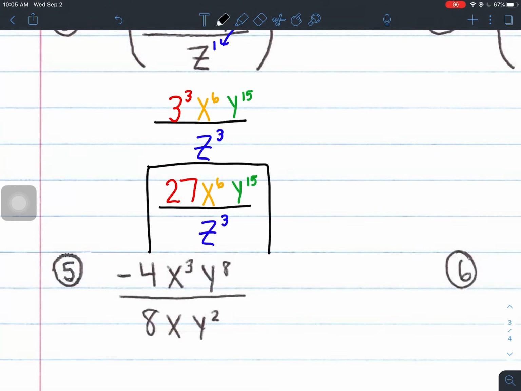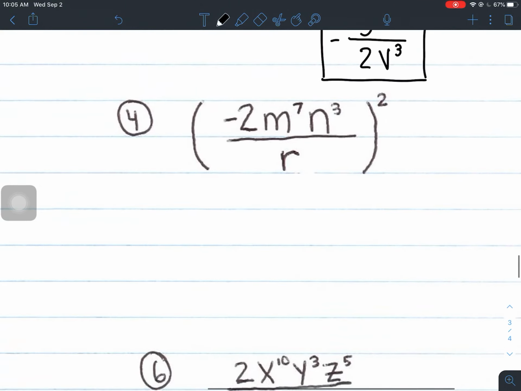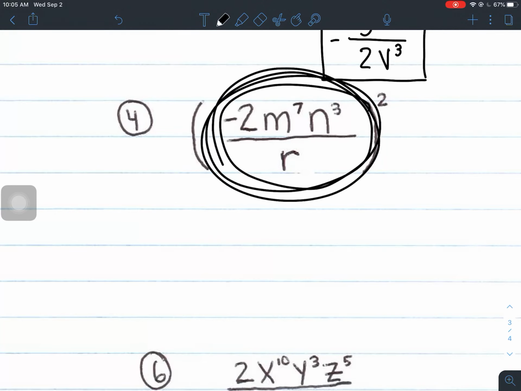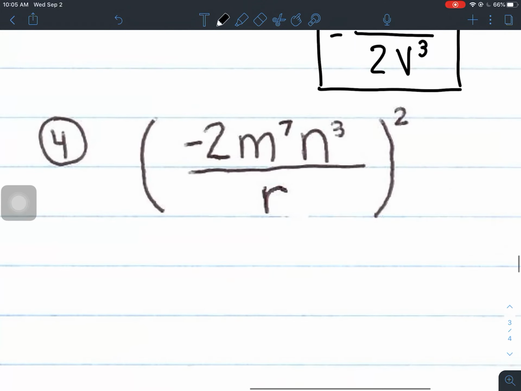That is the ugliest rectangle I've ever made. Okay, there we go. Number 4, I almost said -4. Number 4, same thing here. I want to look inside the parentheses and see if I can simplify anything. And when I look inside, there are no like bases. Okay, so I know I got to get rid of the parentheses, so I'm going to distribute that exponent that's on the outside. But I want to go ahead and identify all of the exponents on the inside.